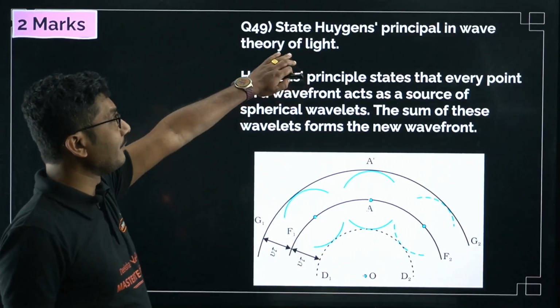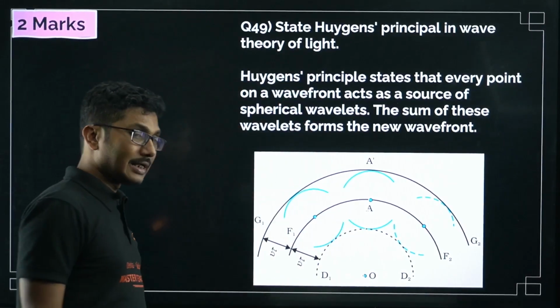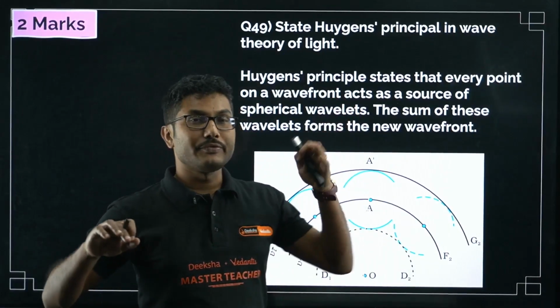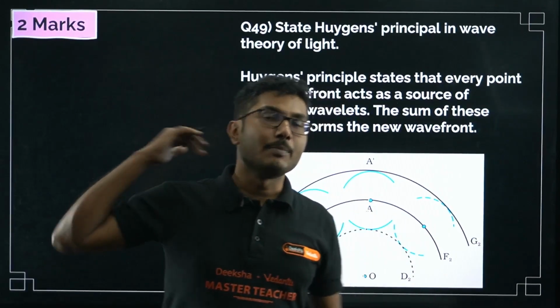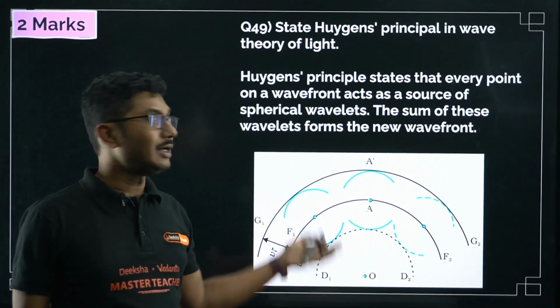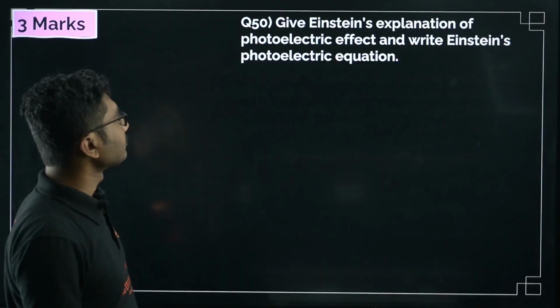So if this question is asked, this diagram is compulsory. Also, just the statement comes in some of the 5 marker questions as well. If you see the same question in a 5 marker, you have to write only the statement in that case.